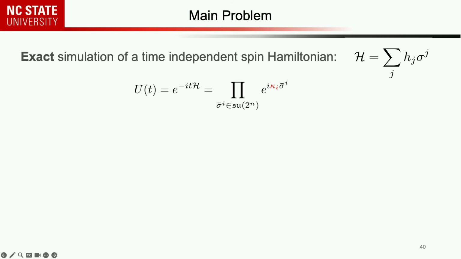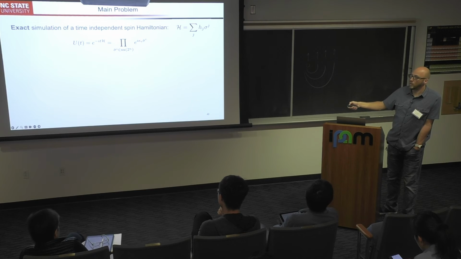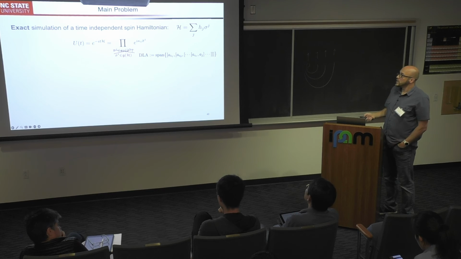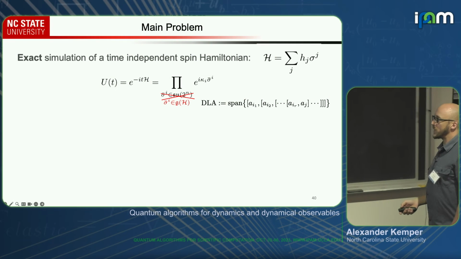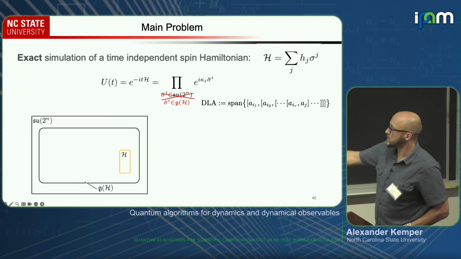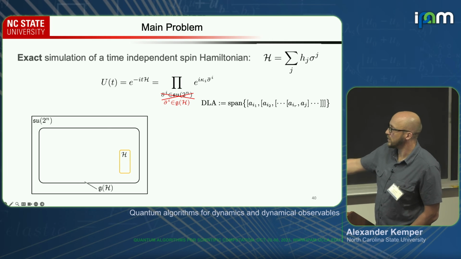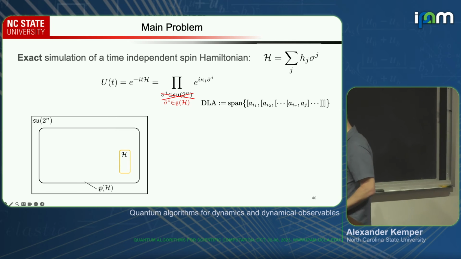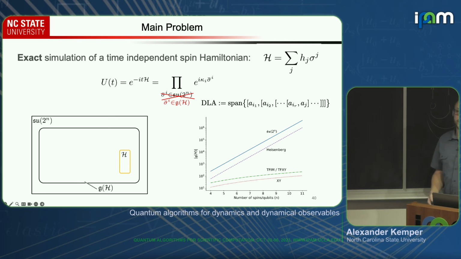Why? Because my Hamiltonian, if I think about this from a Magnus expansion, does not generate all of SU(2^n). It generates whatever you get under commutation. So really, we should replace this by the dynamical Lie algebra. If I think of this as a space, I've got all of SU(2^n), I've got my Hamiltonian that lives in there, and I've got something we call g of H, the dynamical Lie algebra, that in principle is smaller. How much smaller? This depends on the model.